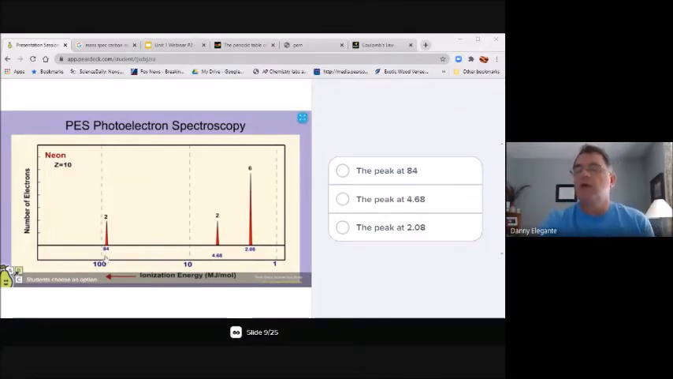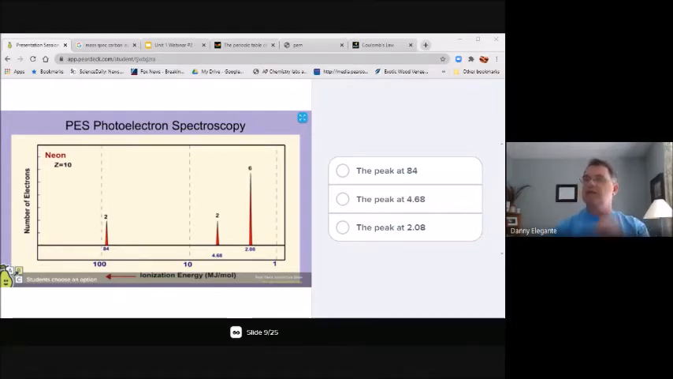Well, this peak at 84, we know that it's 2 electrons high because there's a 2 above it. And this peak down here at the end at 2.08, we know it has 6 electrons, not only because it has a 6 above it, but because it's way higher than the other 2 peaks. So how high the peak is tells us the number of electrons.